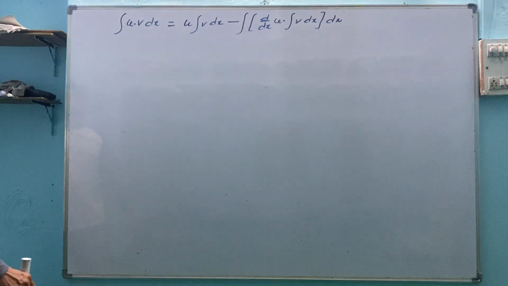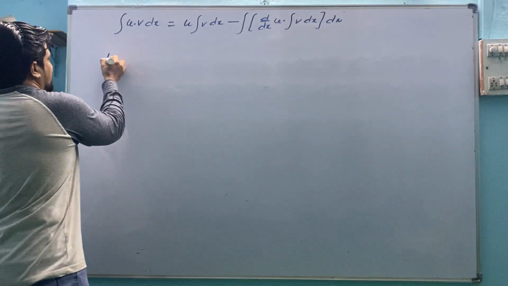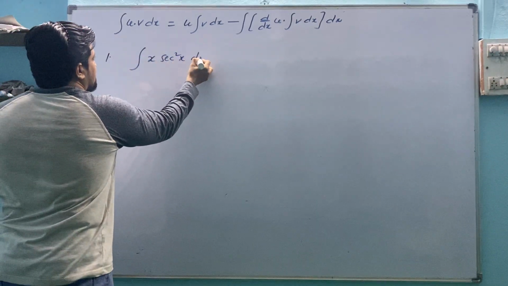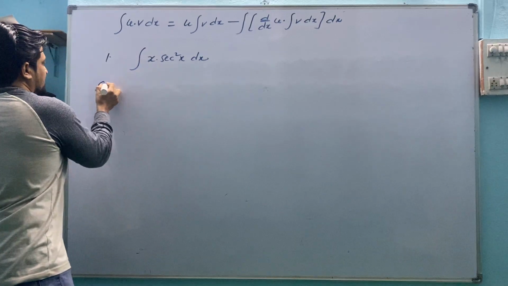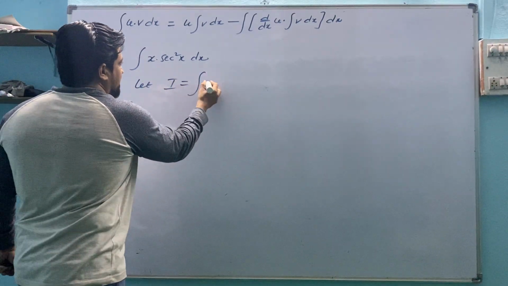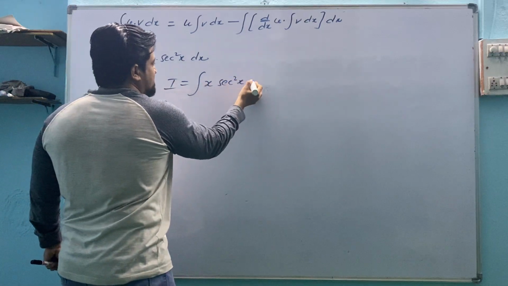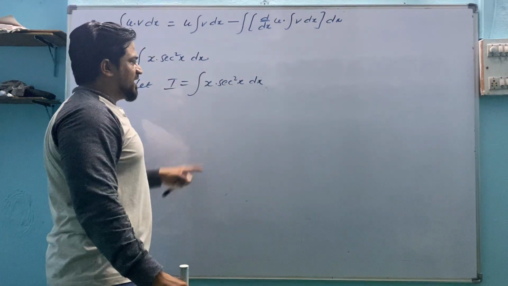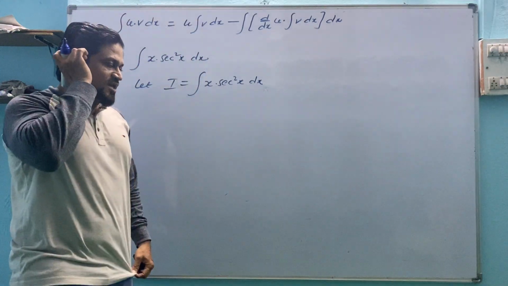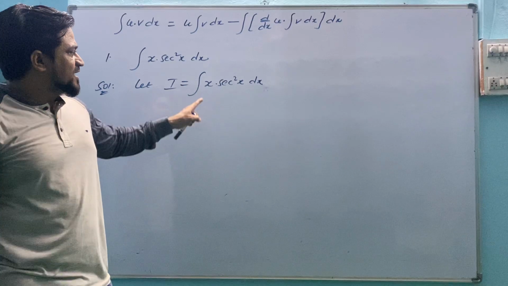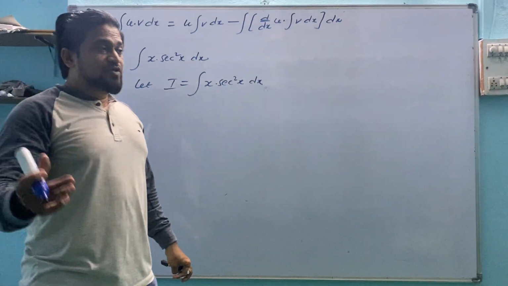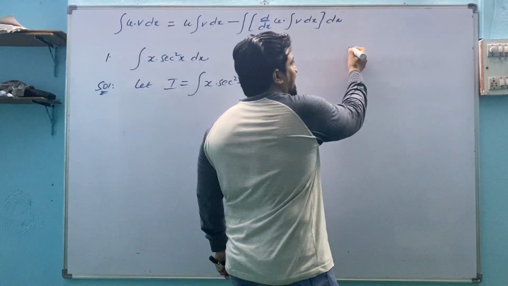Problems. So now what we have is integral x into secant square x dx. First one. Let I equal integral x into secant square x dx. See, by seeing multiples, we can't take u as the first one and v as the second one. That was taken only in derivatives. But here we can't do that. u and v you have to decide by the ILATE rule.